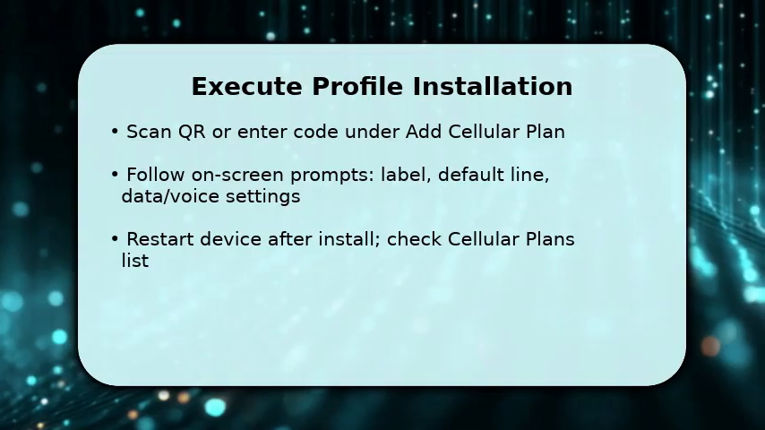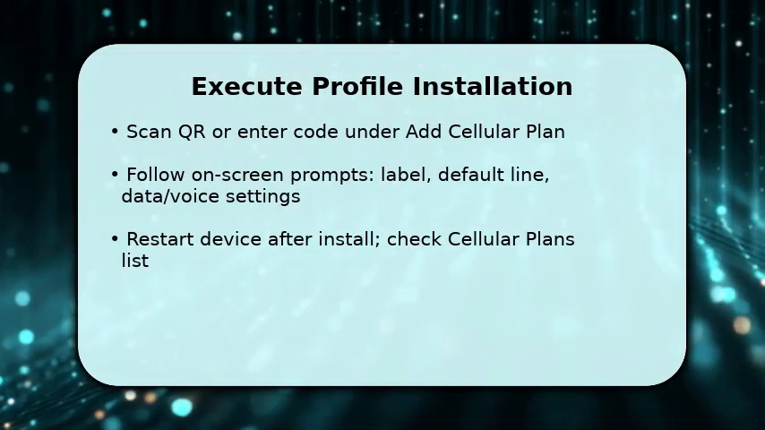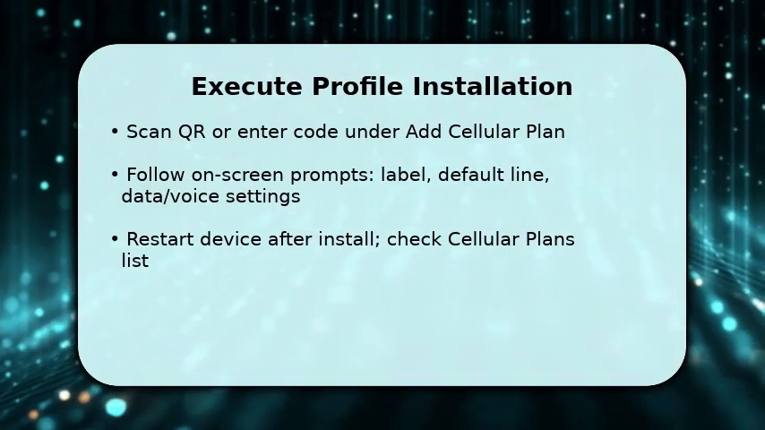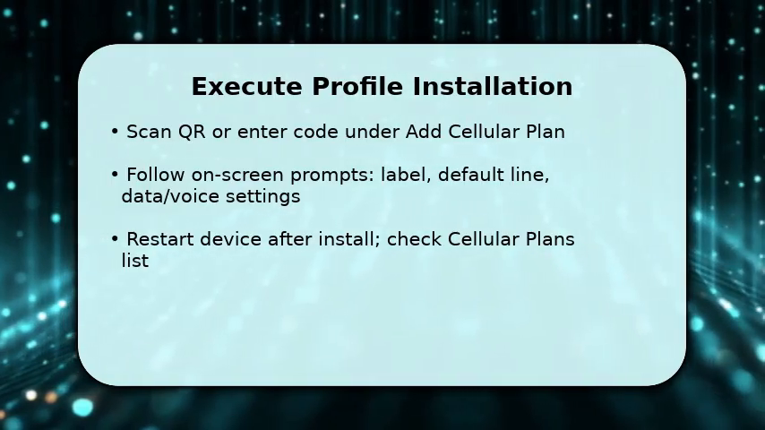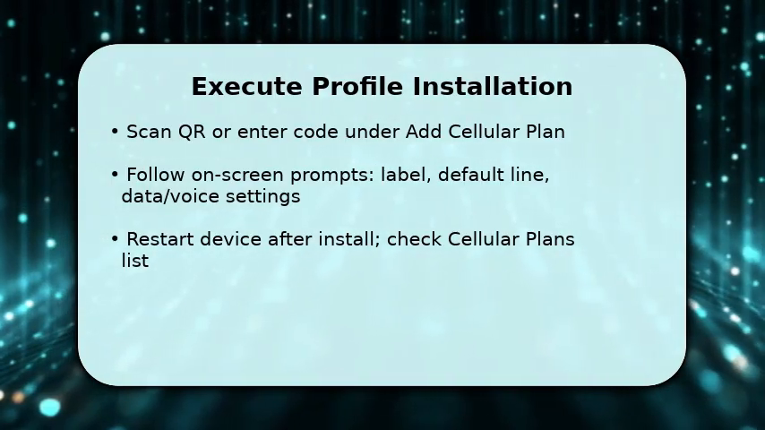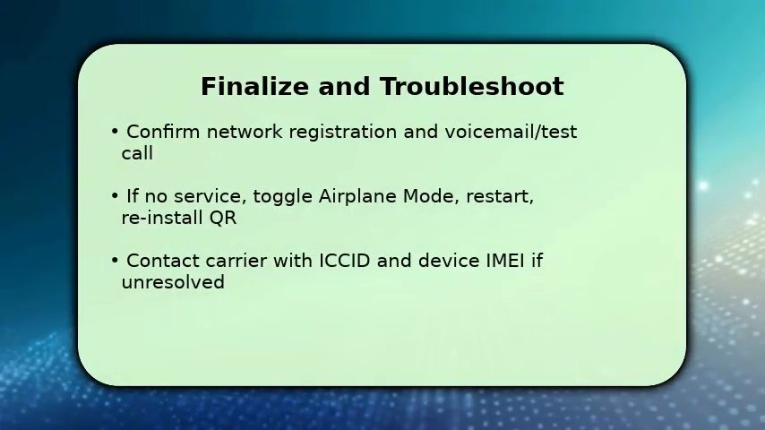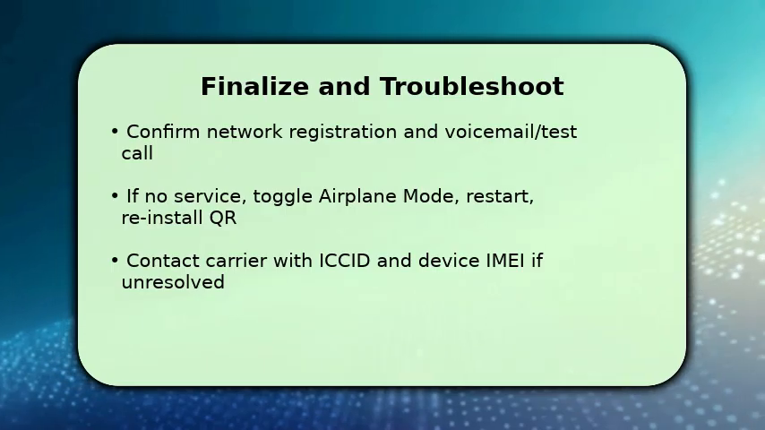After installation, restart your phone to finalize provisioning. This forces the modem to register with the carrier. Then verify the new eSIM appears in cellular plans and shows signal. You finish by making a test call or using data to confirm registration. This proves the profile is active.